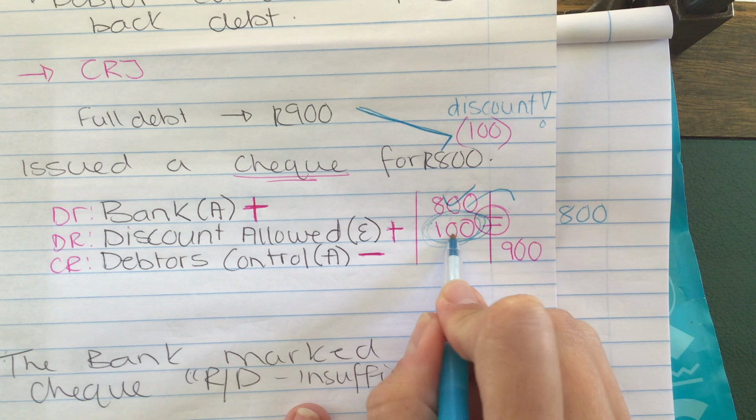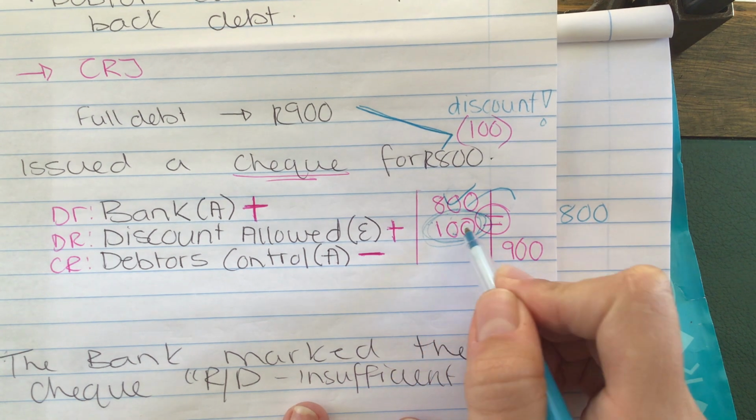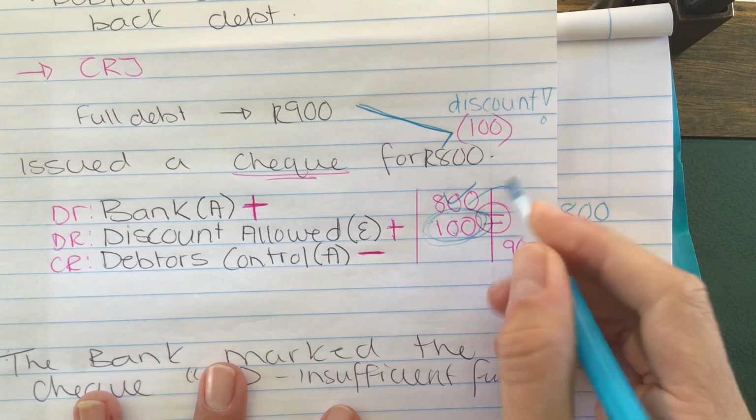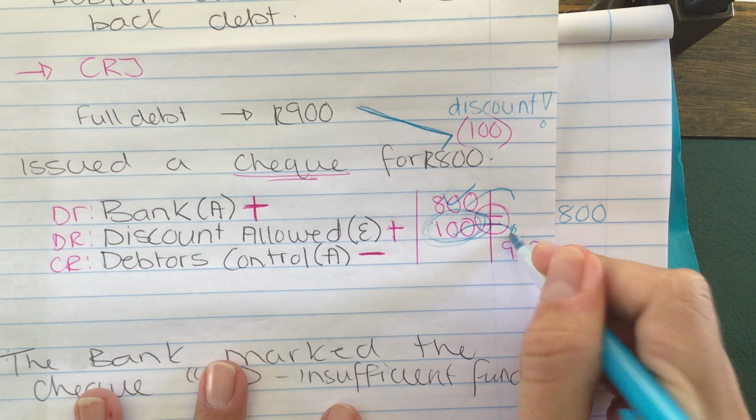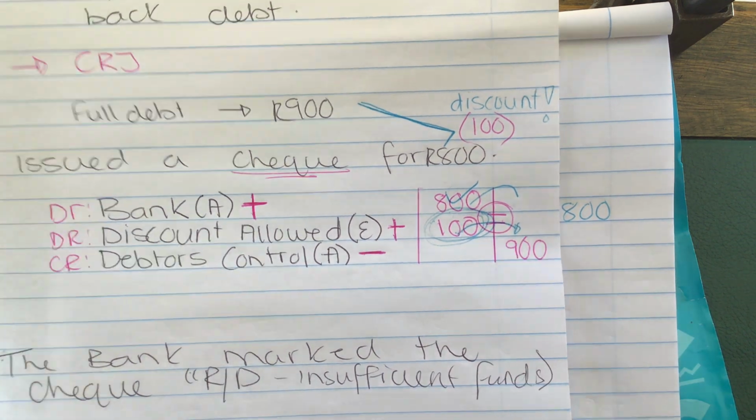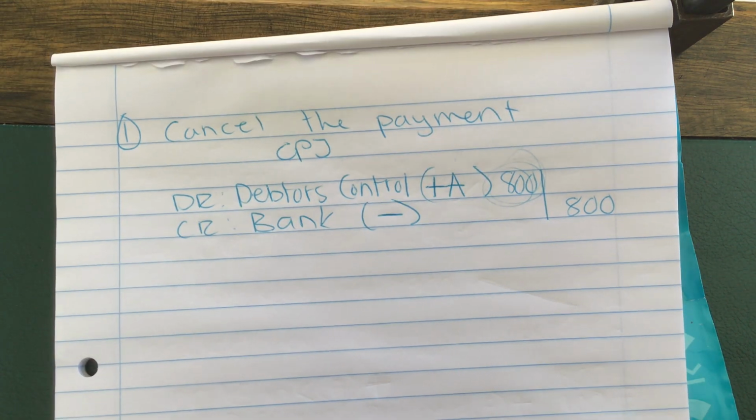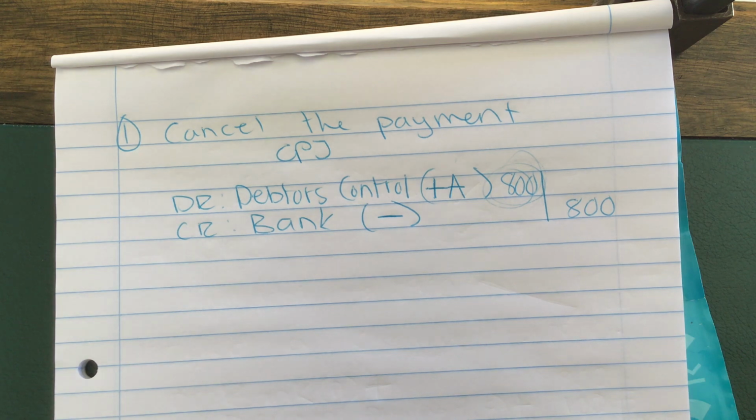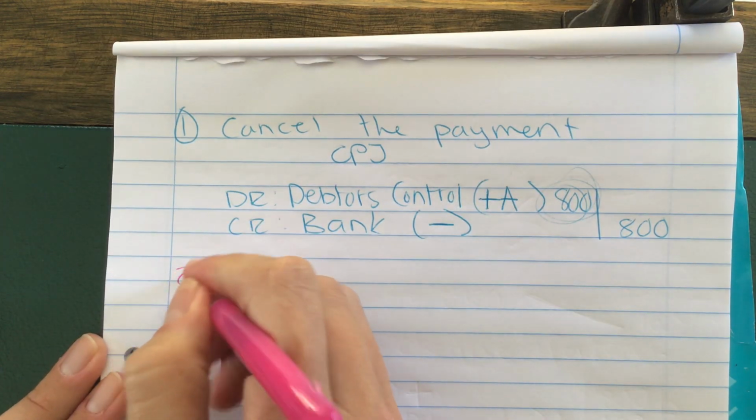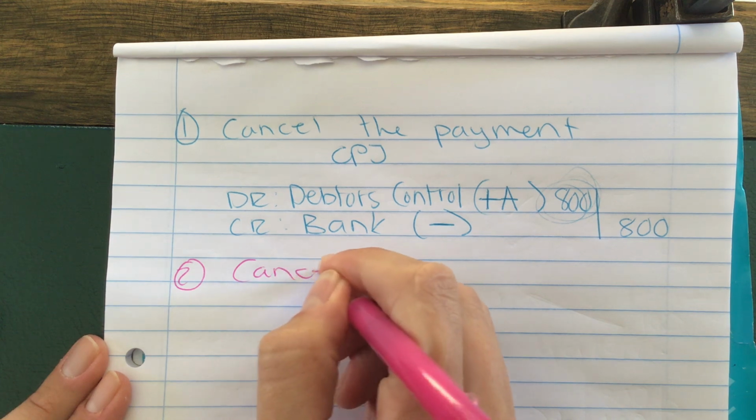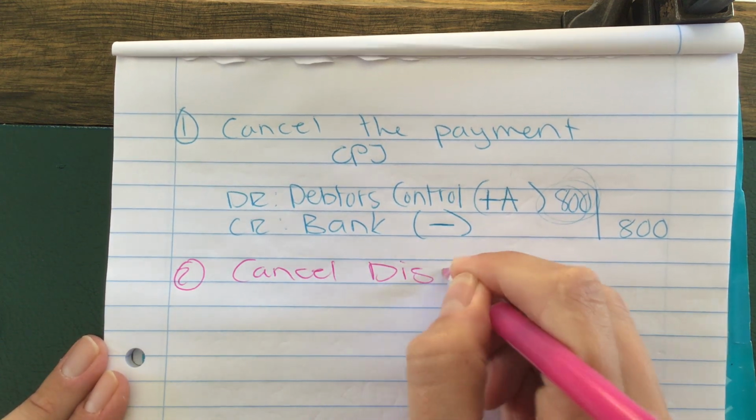So when we granted a term, we granted it on the debit side. So how do you think we're going to cancel it? Well, we're going to have to cancel it on the credit side. So let's see how it works. Step number 2 is to cancel the discount portion.